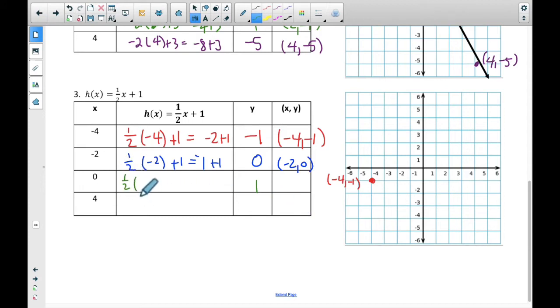So it's a 0. Love working with zeros. It makes it so much easier for me. So now I have 0 plus 1. That is a 1, just like I predicted. And 0, 1 is my point. I forgot to plot my point -2, 0. So I'm going to plot 0, 1 here. But I need to go back and plot my -2, 0. -2, 0 is right here.